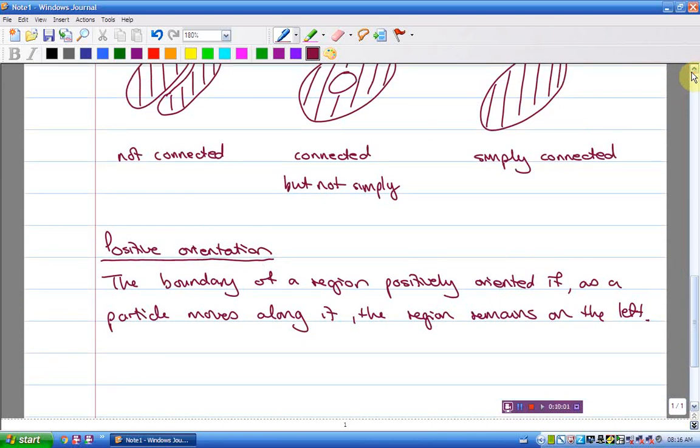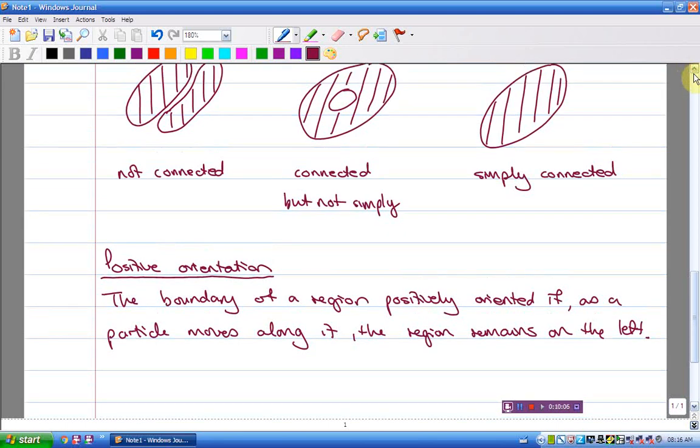Now this sounds the same as anti-clockwise, because look at that blob on the right over there, the top right. If you're a little ant walking along the boundary and you want the region to be on your left, you'd be walking anti-clockwise. So why don't we just say anti-clockwise? It's because of regions like the one in the middle, the blob with the hole in it. Because there, you could have two little ants, one walking around the outside and one walking around on the inside. And the one walking around on the inside, in order to keep the region on its left, would have to be walking around clockwise. So positively oriented does not necessarily mean anti-clockwise. It means keeping the region on the left.